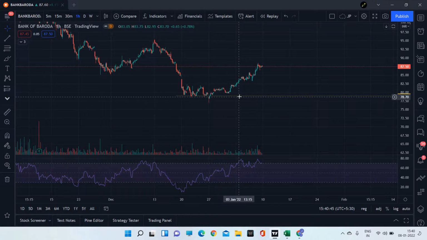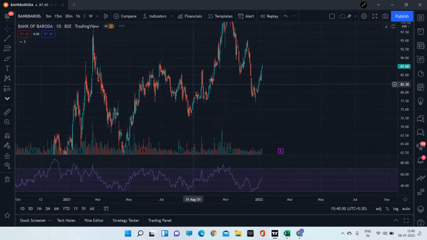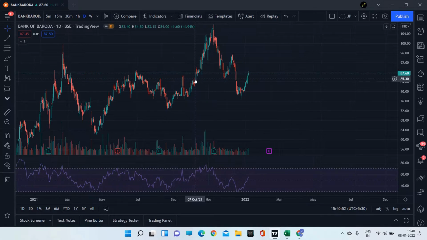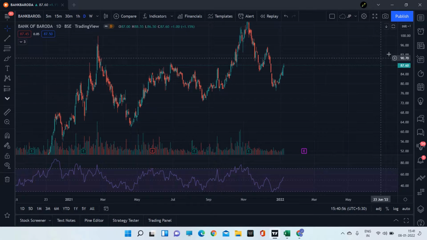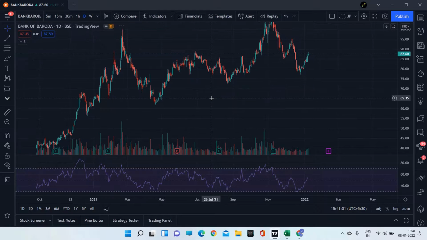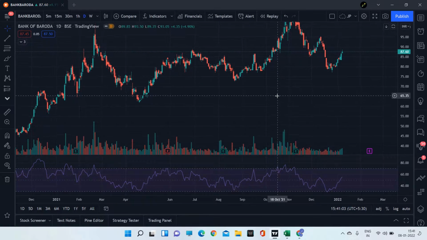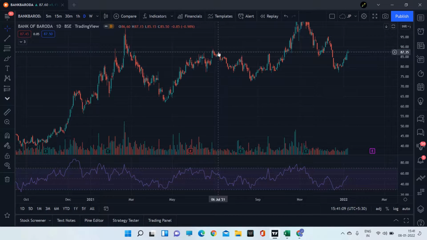If I come to a bigger time frame, always remember that support and resistance, whatever it may be, is stronger on a longer or bigger time frame. In this case, it's a daily time frame as of now, and if I want to identify a clear support and resistance level, I'll look for three points from where the stock has taken reversal. Not necessarily three, it can be more than three as well, but the minimum is three.